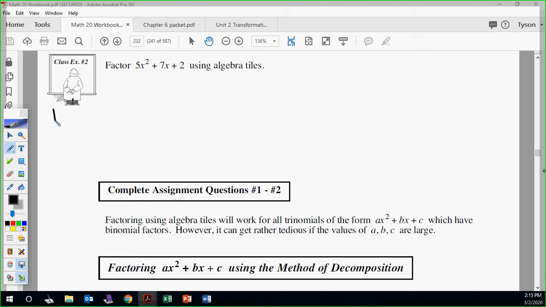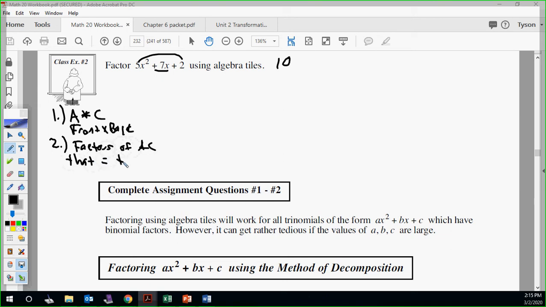First step, if you want to write steps down, we're going to go A times C. That means front times back. 5 times 2, 10. Okay? And then we're going to say, what are factors of 10 that add up to 7? 2 and 5, the ones we just did, right? So factors of AC that equal the middle. So it is 5 and 2.